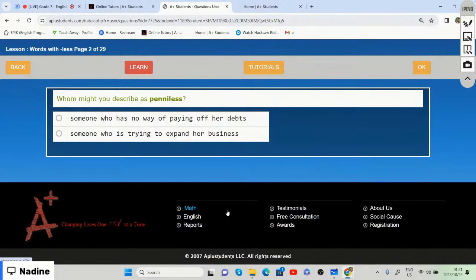Who might you describe as penniless? No money. Is it someone who has no way of paying off her debts or someone who's trying to expand her business? Someone who is penniless, no pennies, no money. So, basically, someone who has no way of paying off the debts is penniless.